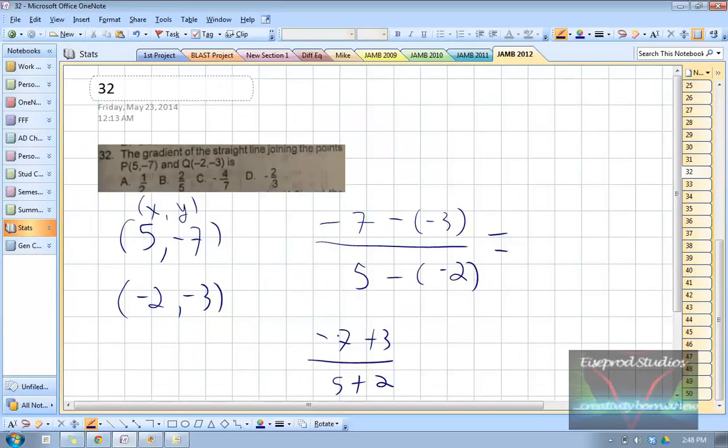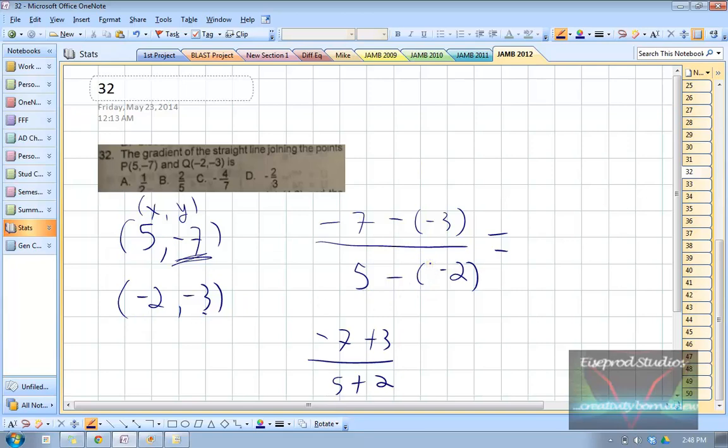Question 32 says that the gradient of the straight line joining the points, and it gives us 2 points, and they want us to find the gradient. So remember that the gradient is given by the difference in y over the difference in x. And so I chose to start with -7 as my first y, and then minus -3. And then remember, whatever you start with, you also have to do the same thing on the bottom. So the corresponding number is 5. So I'm going to do 5 minus -2.